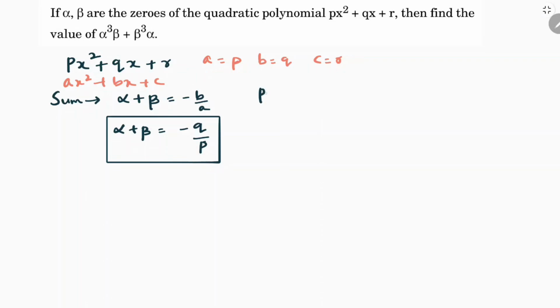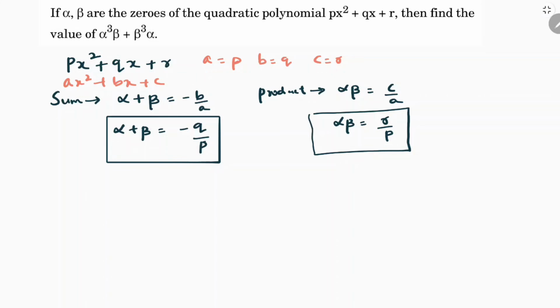Next, in the same way, I'll find the product of the zeros, alpha into beta. Formula is c by a. So alpha into beta, c value is r, a is p, so r by p. So alpha plus beta and alpha into beta values I got.